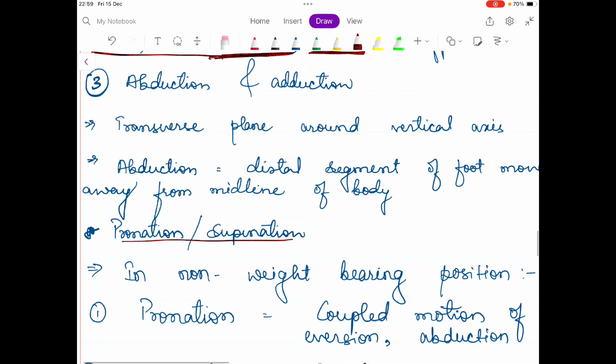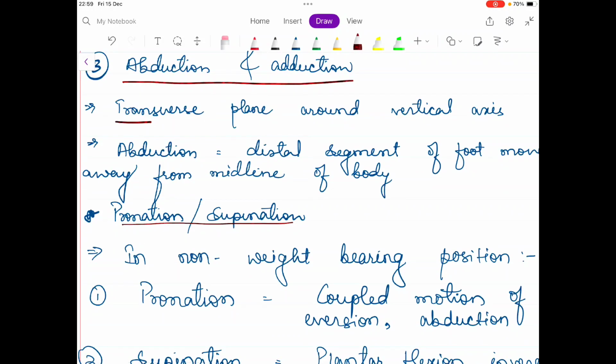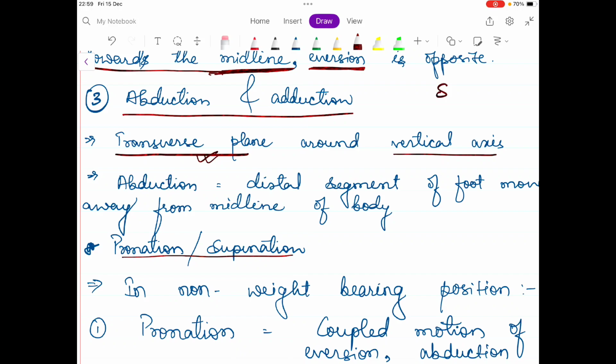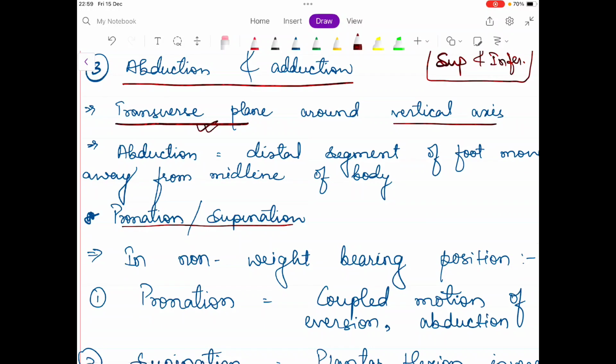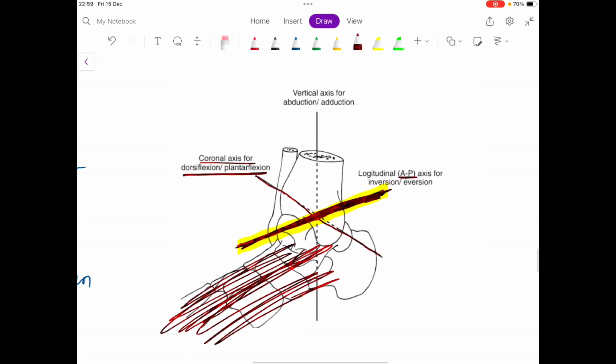Now let's talk about our third movement, which is abduction and adduction. This happens in the transverse plane and vertical axis. The transverse plane divides the body into superior and inferior halves. Please don't forget about it. And if you draw a line perpendicular to the transverse plane, that line will be known as the vertical axis. So just watch this diagram. This is your vertical axis here, this line here.